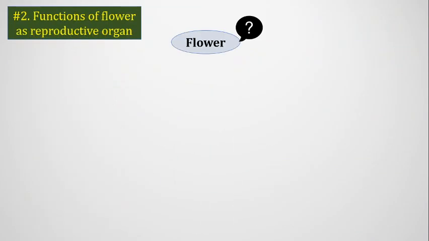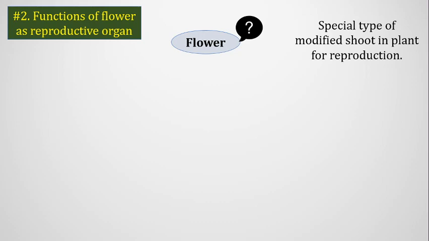So now we'll discuss flowers. What is a flower? A flower is a modified organ, a modified shoot in the plant, that is specially designed for reproductive purposes. So it is a special type of modified shoot in a plant with a special purpose for reproduction.